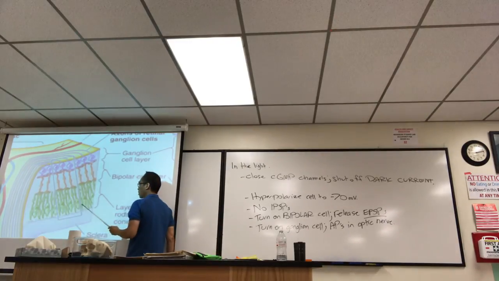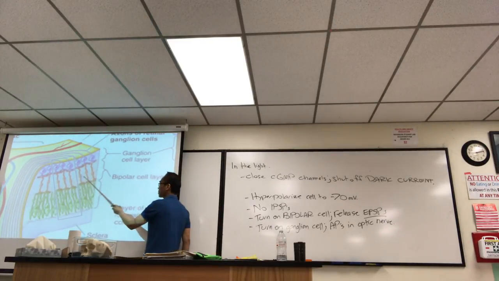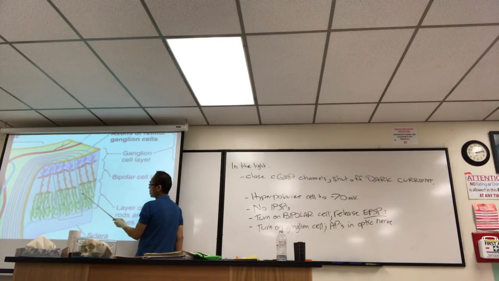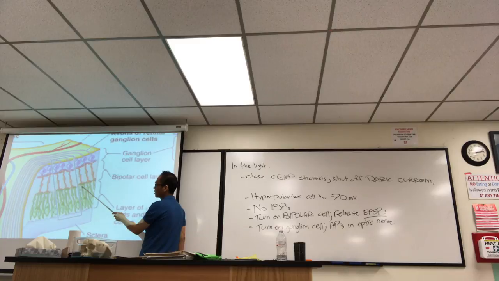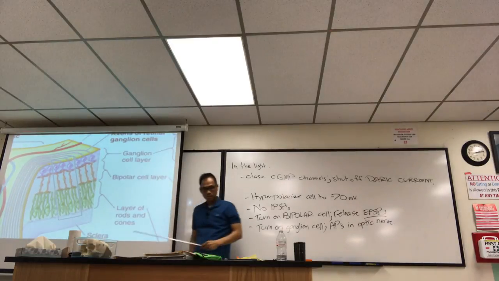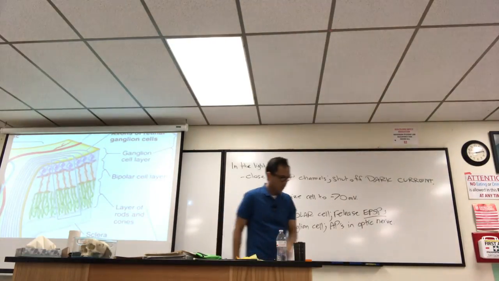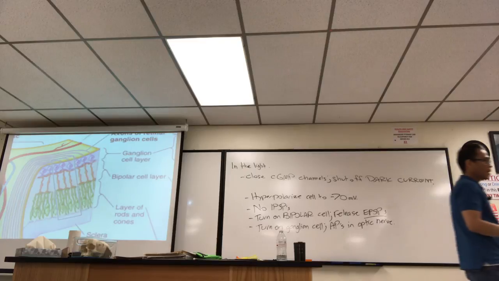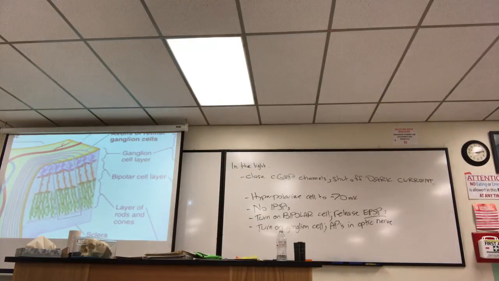The photoreceptors are here. Here's the bipolar cells in the middle. So once these are inhibited, they're hyperpolarized, you basically stop the IPSPs. Turn these on, so you can see after you turn on the lights. That information is conveyed all the way back to the occipital lobe.